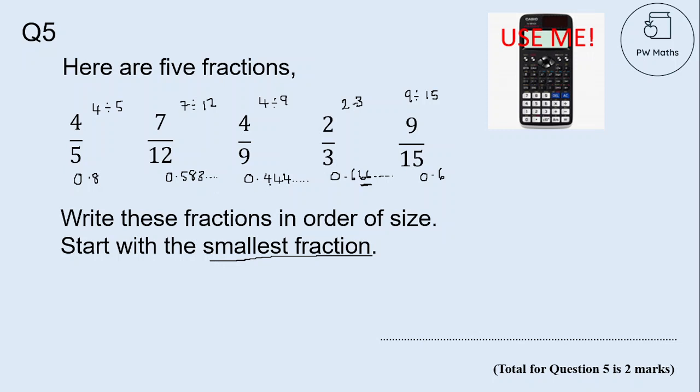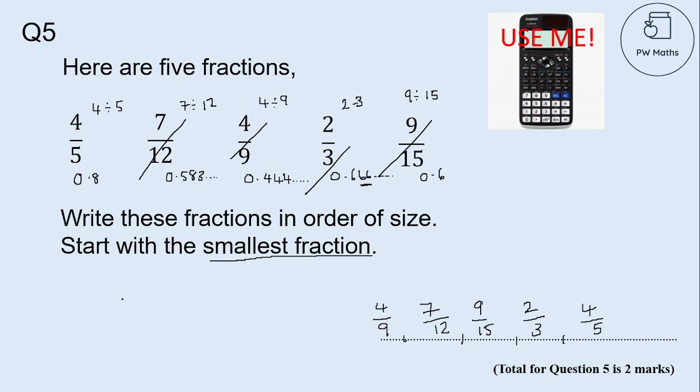So I've got 0.4, which is going to be the smallest one, so my 4/9. Cross it through when I've dealt with it. Then I've got a 5 here after the decimal point, so that's going to be 7/12. This is the next smallest one. 0.6 is slightly smaller than 2/3, so 9/15, followed by my 2/3. Cross those through, which leaves me with the 4/5 as my largest fraction.